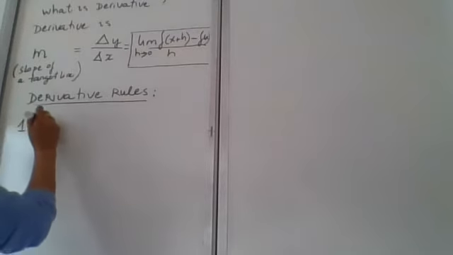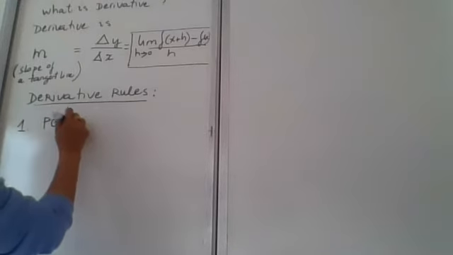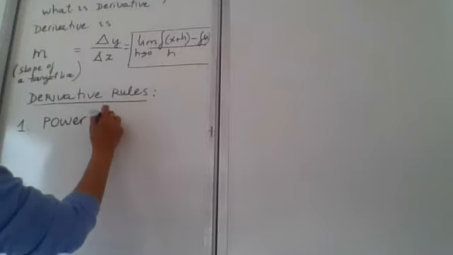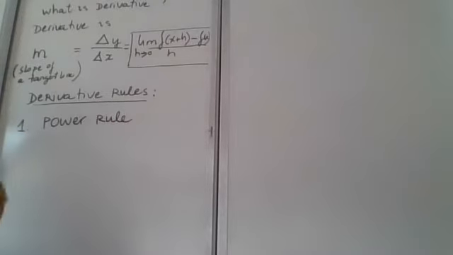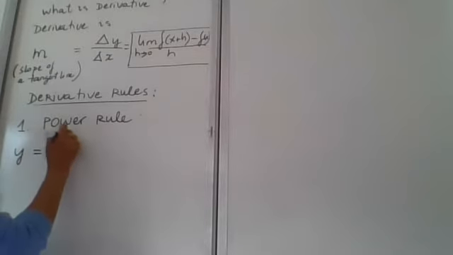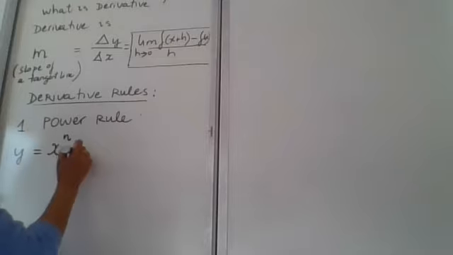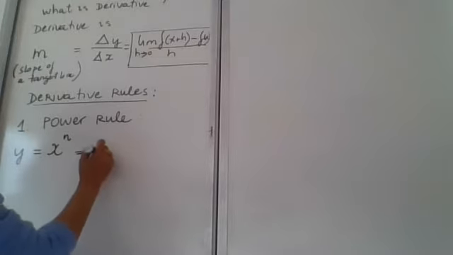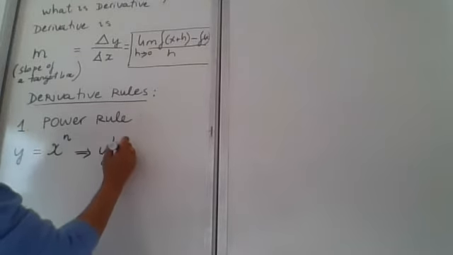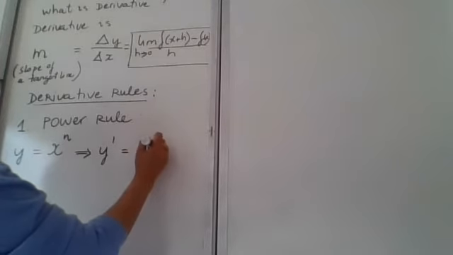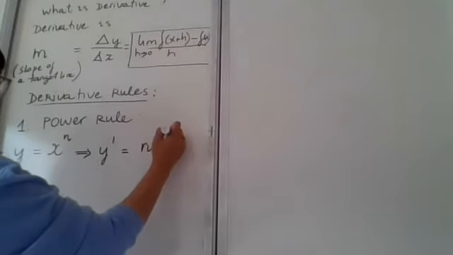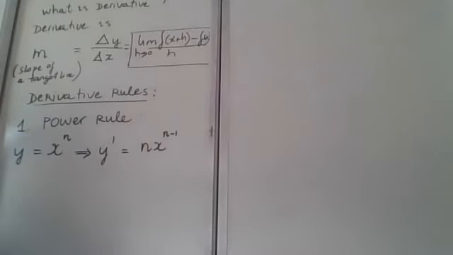The rule number one, we call the power rule. The power rule says, if your y function is y equals x to the power n, then when you take the derivative of it, we call it y prime, and it will equal n times x to the power n minus 1 on the top.